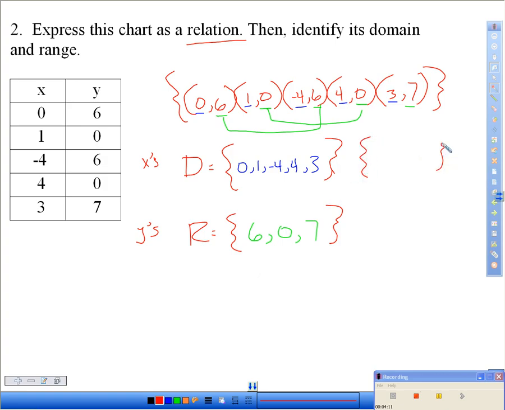You will need to get used to seeing this listed when we list the domain and range in numerical order from least to greatest. So we would see negative 4, 0, 1, 3, 4. And then for the range, we would have 0, 6, 7.